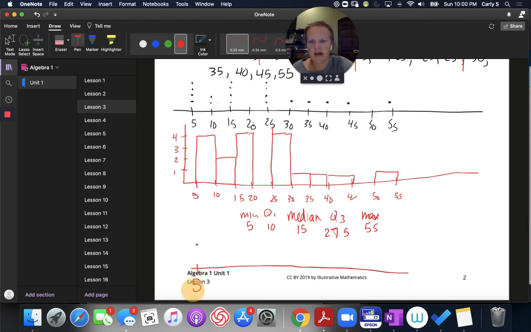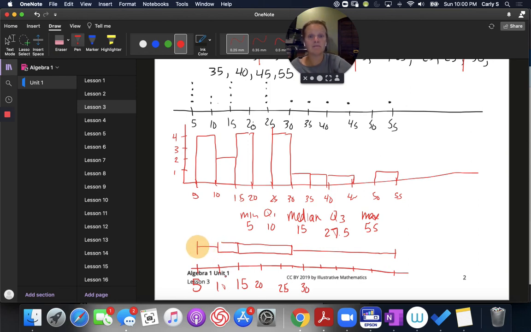If this is 5, that's where my whisker starts. This was 15, and that's where my median is. Q1 was 10, which is right in between, so that's where my box goes. Q3 is 27.5, so that's where the other box goes. That makes it look very skewed. And then my maximum, 55. Box and whisker plot. There we go.